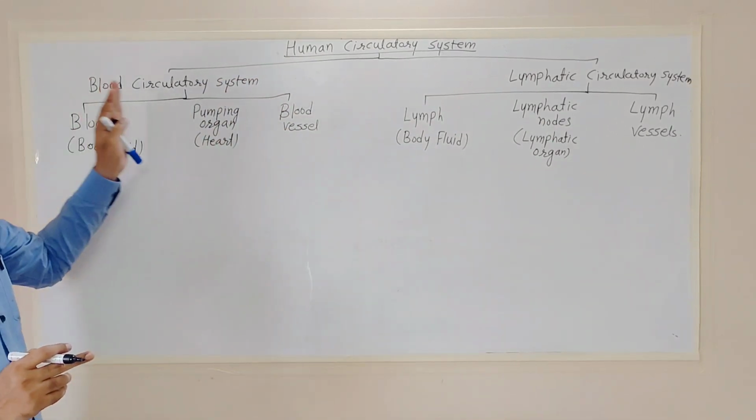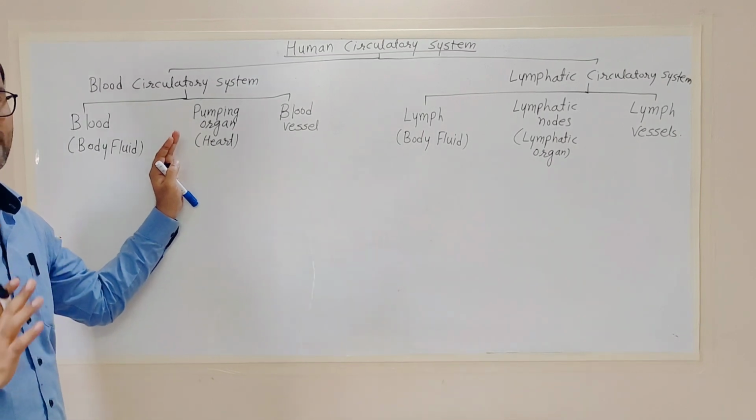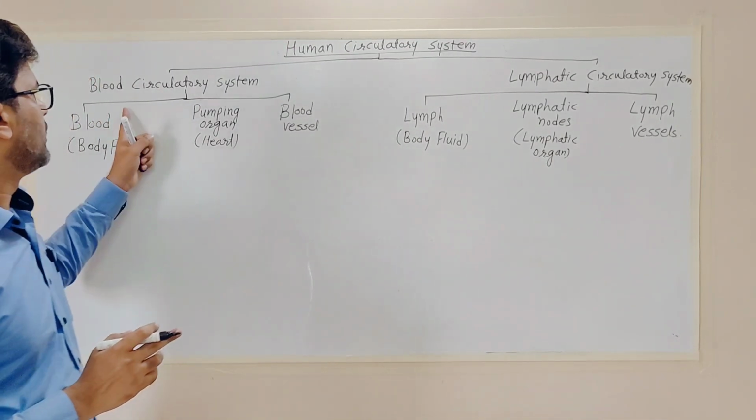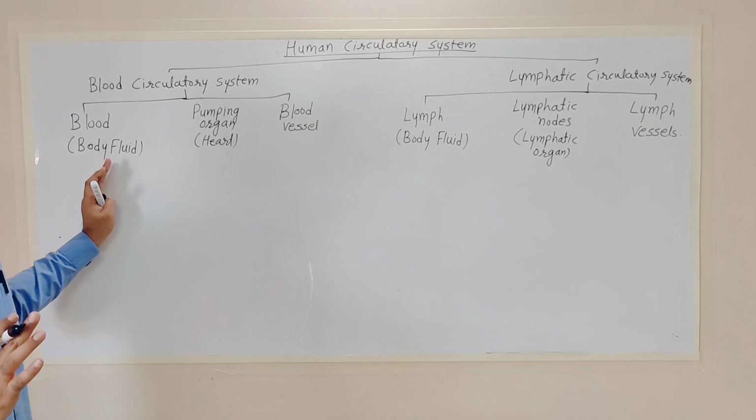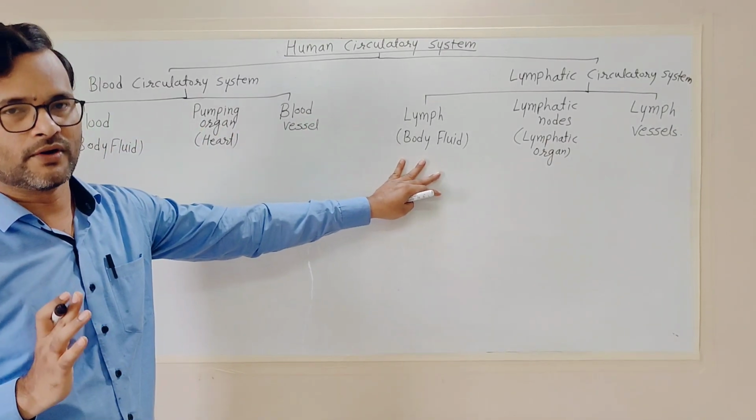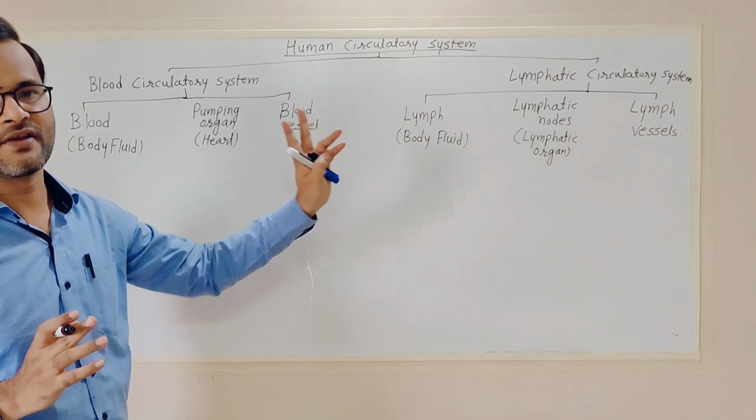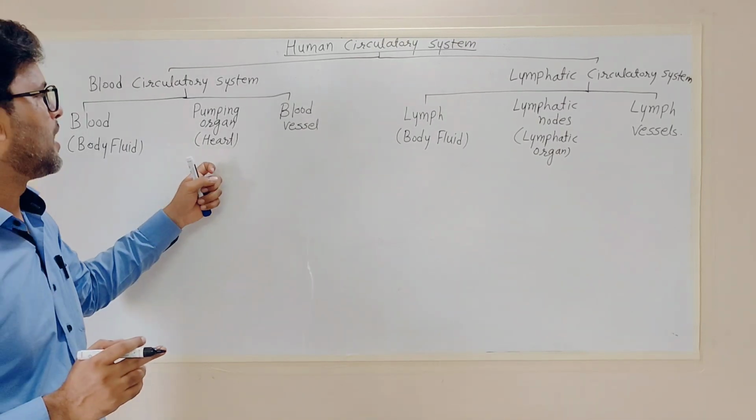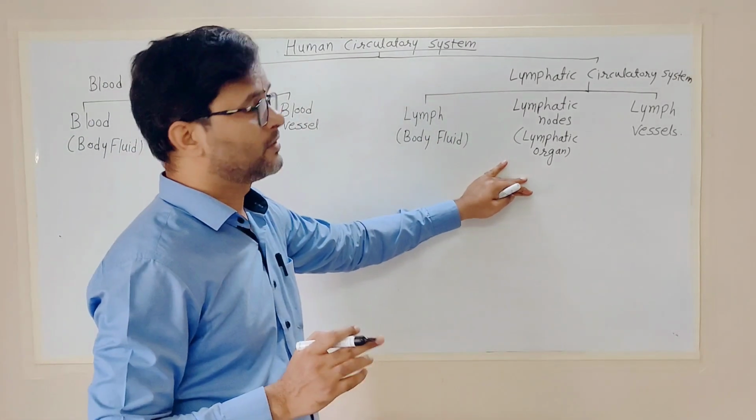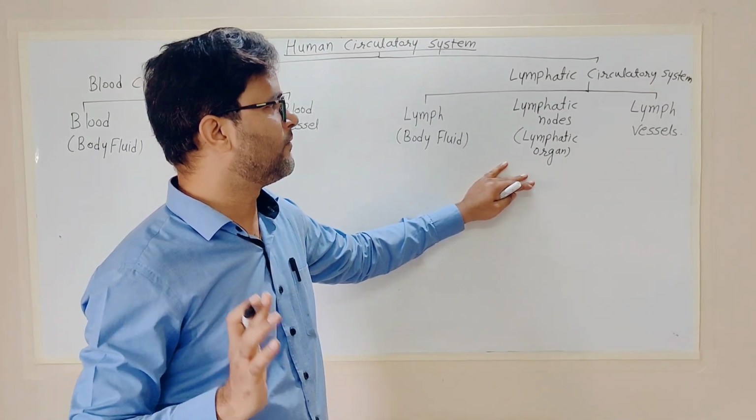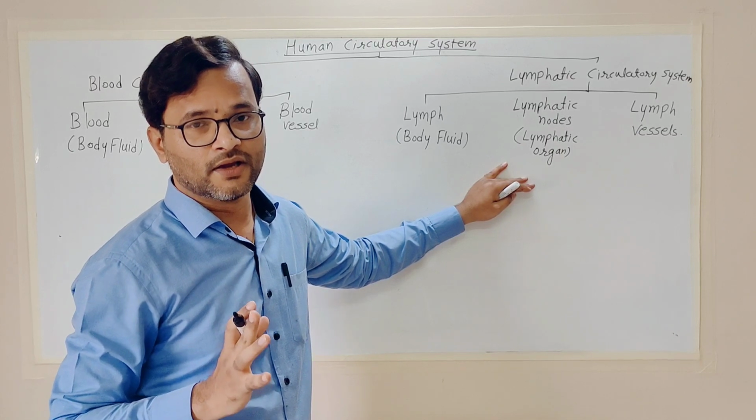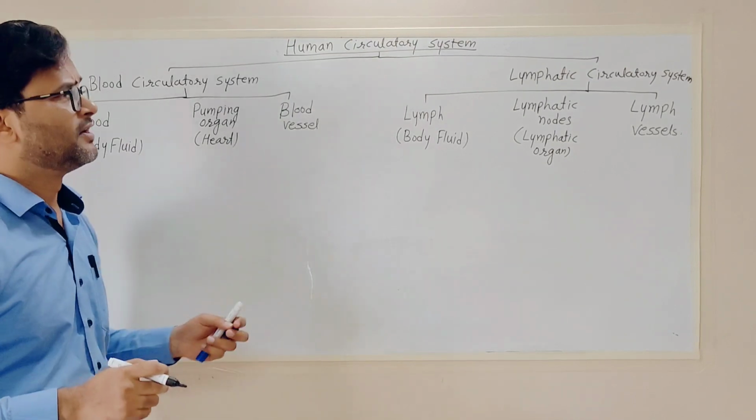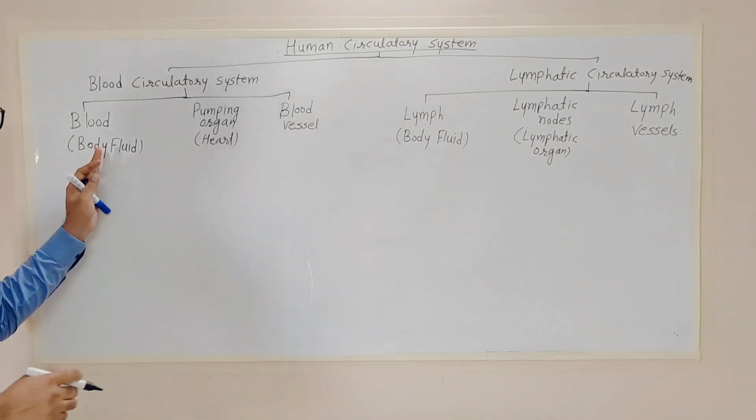So basically, the blood circulatory system transports blood, and the lymphatic circulatory system transports lymph. In the blood circulatory system, blood is the body fluid; lymph is the other body fluid. Then blood vessels and lymph vessels differ. In the blood circulatory system the pumping organ, the heart, is present, but in the lymphatic circulatory system, lymphatic nodes or lymphatic organs are present, but they are not pumping organs. Clear? Now, one by one we will discuss. First we will discuss the blood.